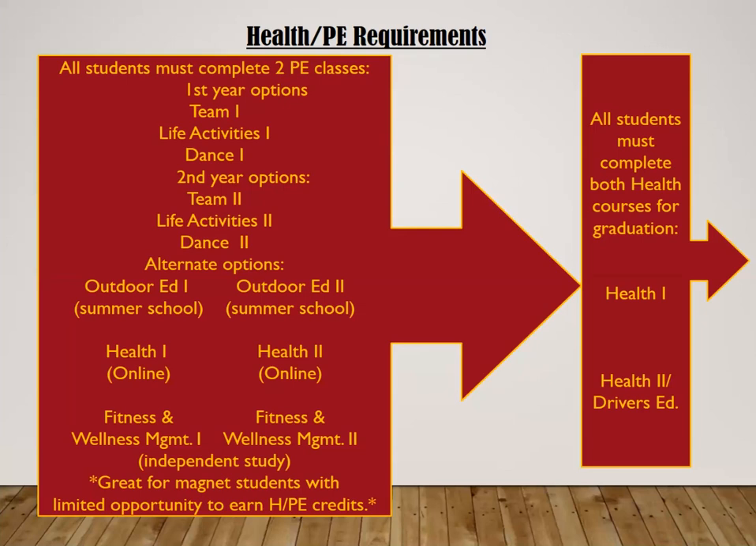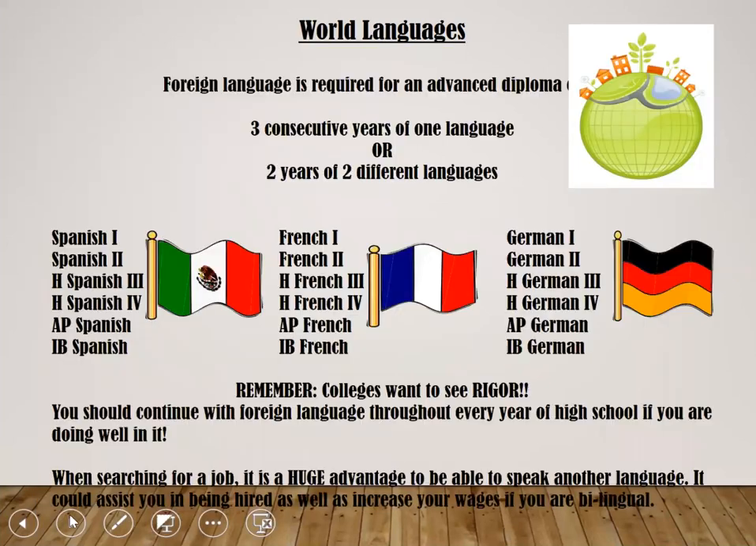If you have not fulfilled your health requirements, select Health 1 if you have never taken health. Select Health 2 Driver's Ed if you are at least in 10th grade or higher and have successfully completed Health 1. Next, we will select your world language class. If you are completing an advanced studies diploma, you will need to take 3 years of one language or 2 years of 2 different languages.